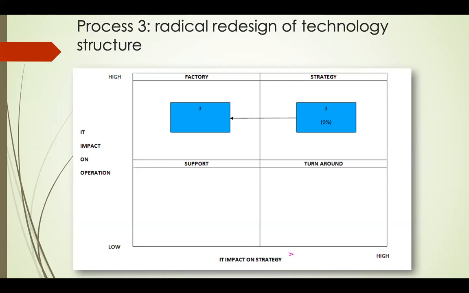This redesign transforms the organization's technology structure. The process then proceeds to the factory quadrant, and here as well, after the implementation of the process and the new technology structure, other companies and competitors can adapt and adopt a similar structure in their companies. So it reduces the impact on the strategy a bit.